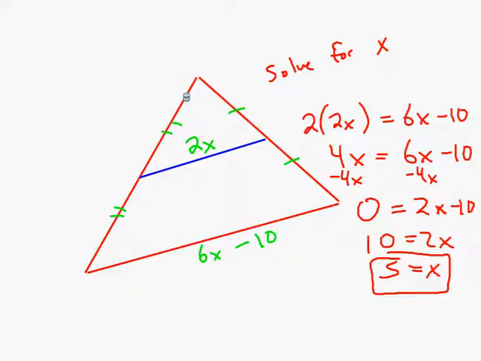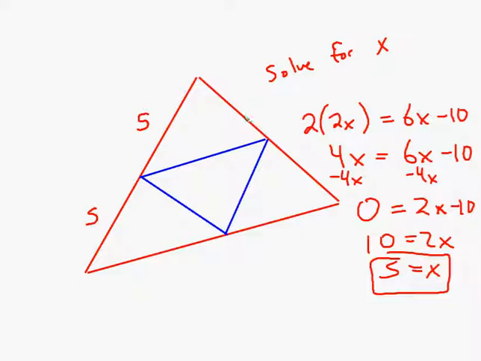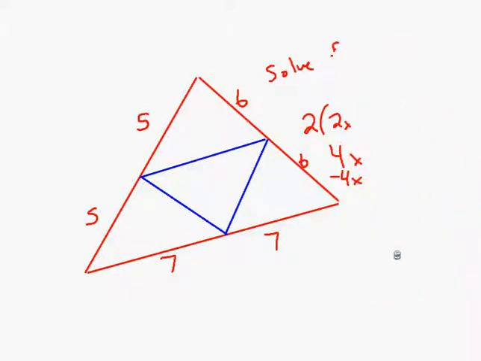Alright. I'm going to keep this triangle here. I'm just going to add some pieces to it. And now I will add some more. Now I have how many mid-segments? 3. 3 of them.